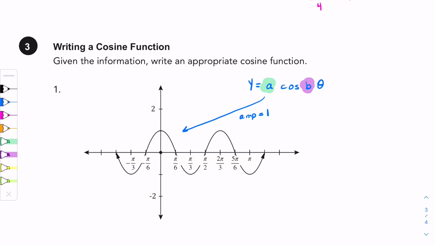Next, I need to see what one full cycle of this graph can do. So it starts at 1, goes down to its minimum, comes back up, it reaches its end point of one cycle. So this here, from 0 to 2 pi over 3, we're going to call this one cycle. That means the period is equal to 2 pi over 3.